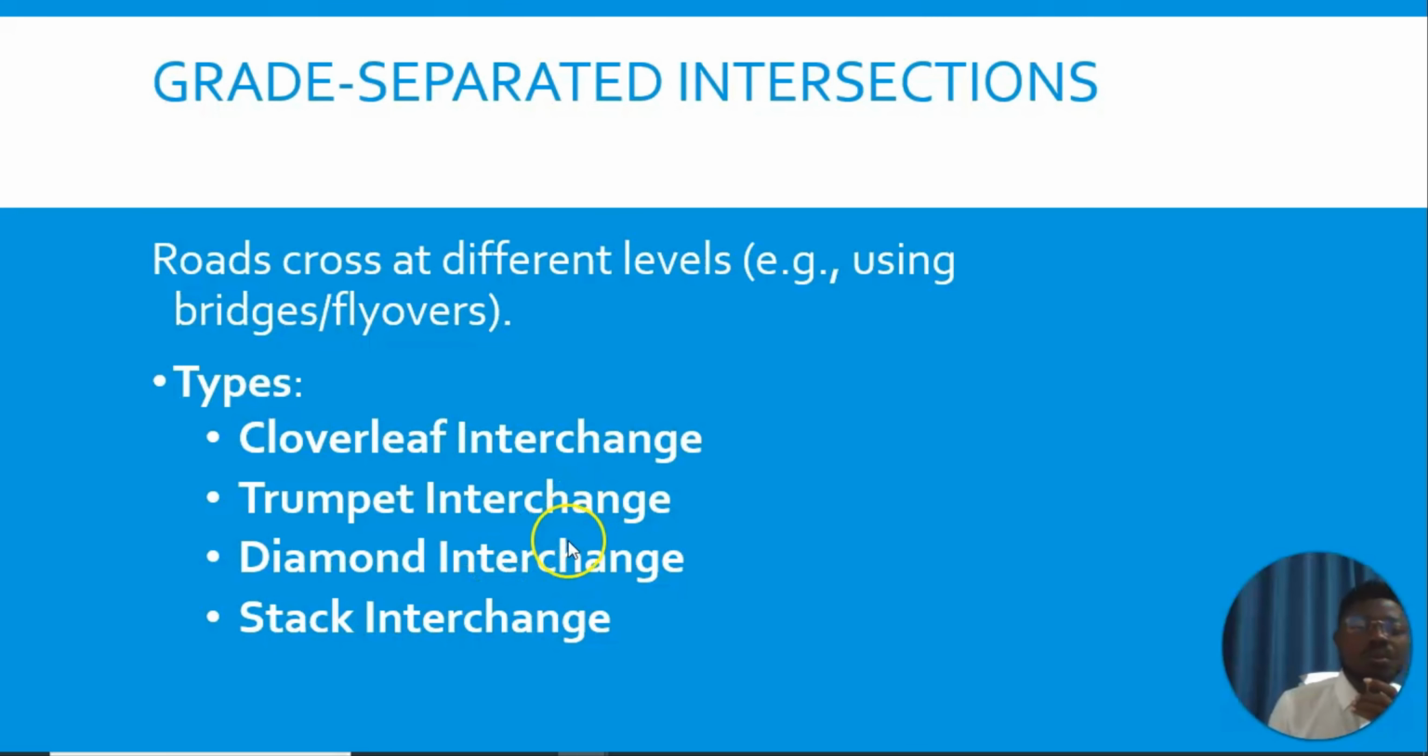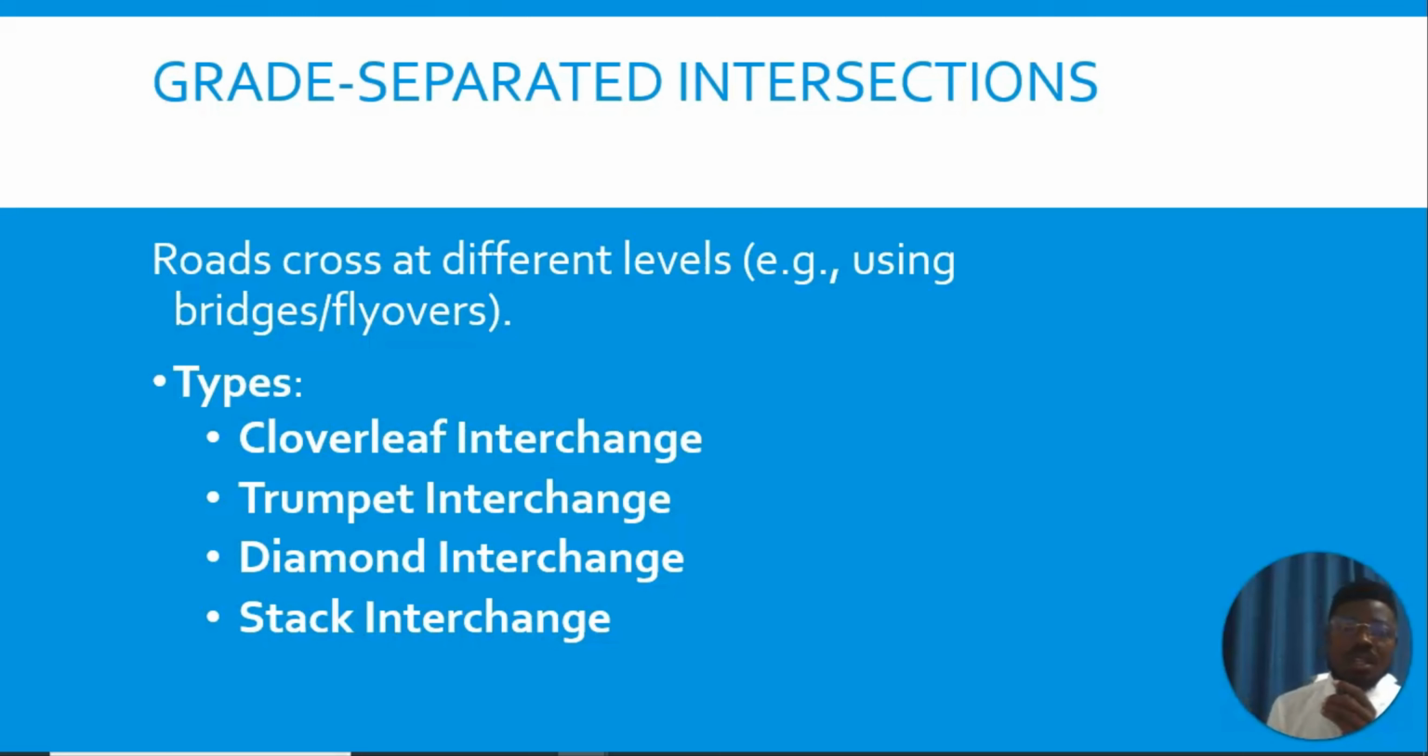Then the third one is what we call the diamond interchange, and this one has two intersections, two diagonal entry ramps and two diagonal exit ramps. So we have two diagonal entry ramps into the highway, then we have two diagonal exit ramps. So it's very important to know: two diagonal entry ramps and two diagonal exit ramps.